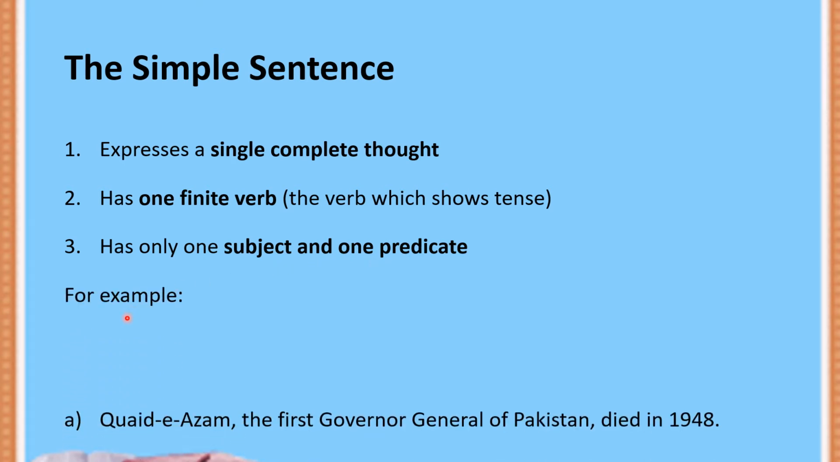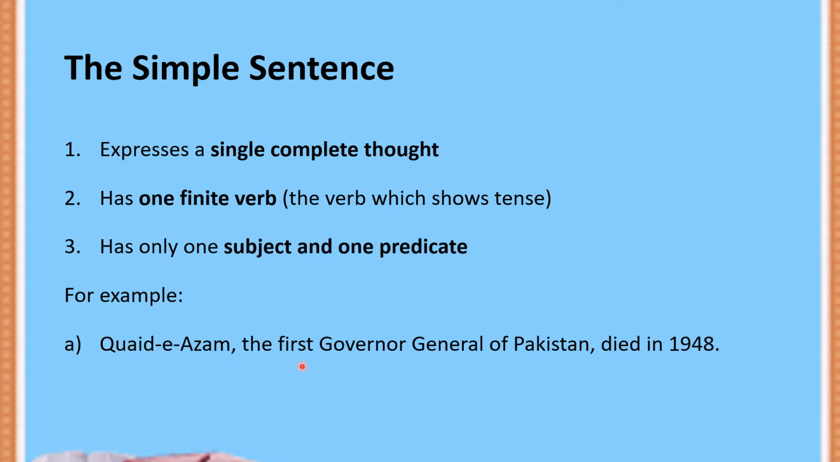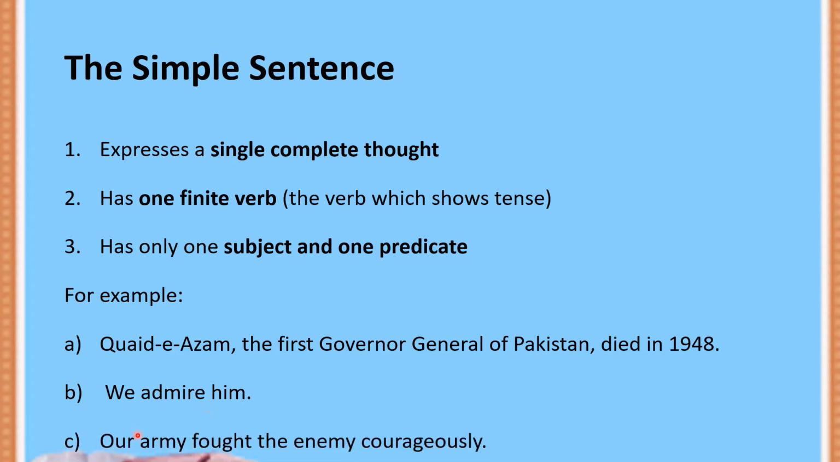For example, Quaid-e-Azam, the first Governor General of Pakistan, died in 1948. This is a simple sentence and it is conveying complete thought and it has one finite verb which is died. We admire him. This is also a simple sentence. Our army fought the enemy courageously. This is also a simple sentence which has one finite verb which is fought and it has a subject which is our army.